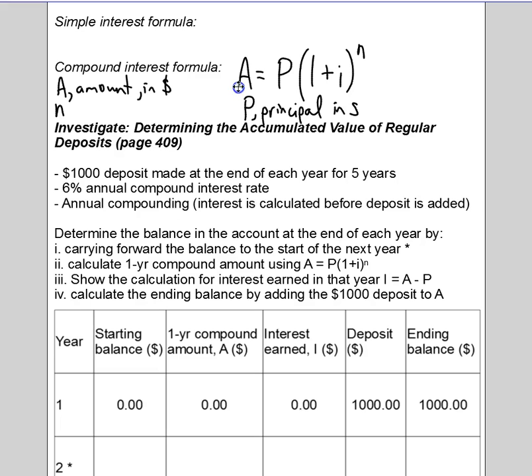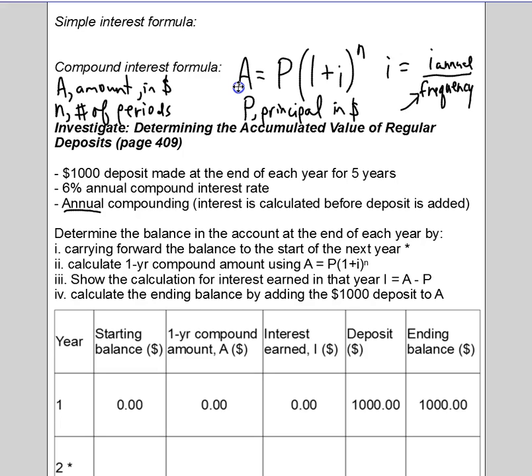n is the number of compounding periods, and in the case where your compounding is not annually, you need to make sure that you take your annual interest rate and you divide by the frequency of compounding. The frequency of compounding would be once annually, twice semi-annually, 12 times monthly, 52 times weekly, etc. So this depends on how often it's compounded, and it's always stated in the question. So if it's annual compounding, that's once a year. So we don't need to adjust our interest rate.